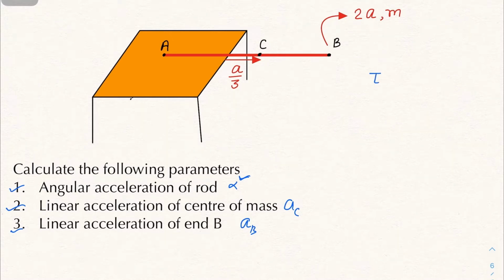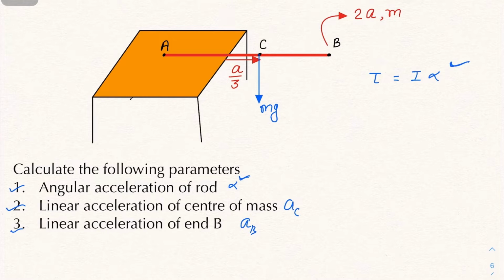That is tau equals I alpha. And for a fixed axis of rotation, you can always use it. You don't need to worry whether it is valid or not. For fixed axis rotation, it is always valid. So right now, the forces acting on the rod: one is gravity, the gravitational pull mg. One is the normal force.